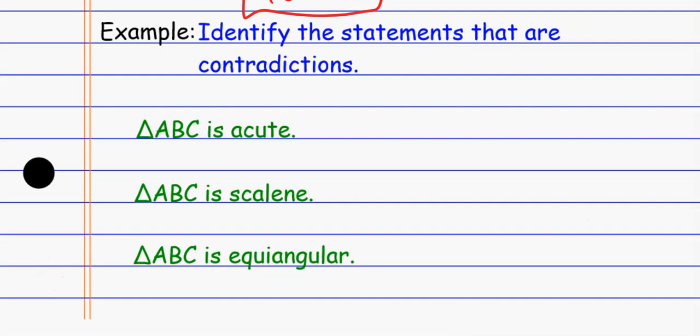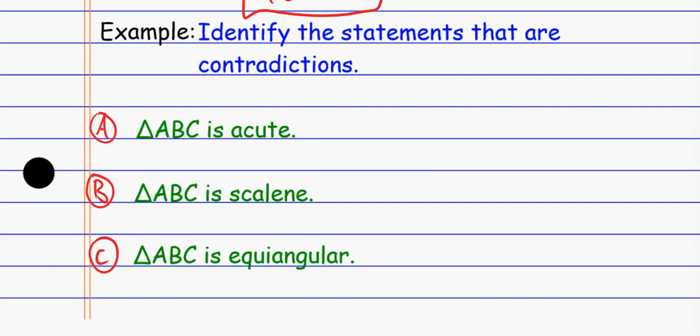If I look at these, again, I'll label them as A, B, and C for my statements. So it says triangle ABC is acute. That means all the angles inside are acute angles. I think we've talked about that in the past. Triangle ABC is scalene. That means none of the sides are the same length. All right, so all the sides have different lengths. And triangle ABC is equiangular, which means all the angles are the same. Okay. And so this one is maybe a little tricky.